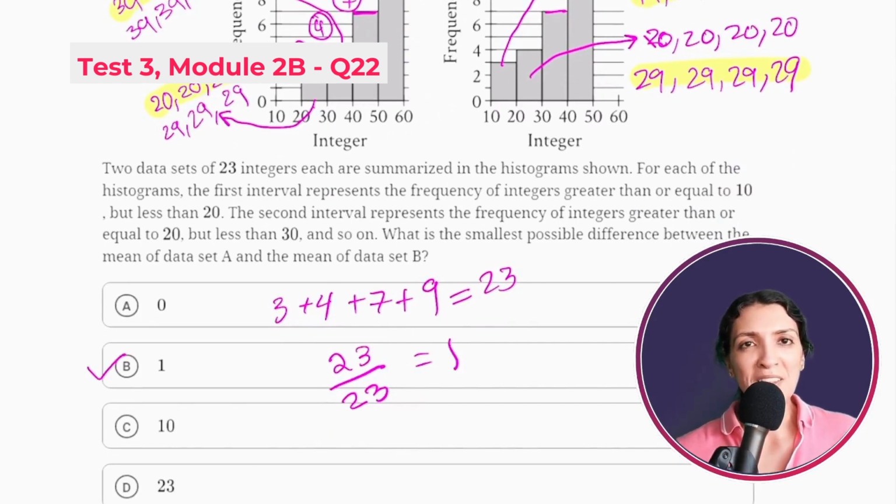Now, do you see the trap choice here? That would be choice D. So had you not read the question carefully and noticed that they're asking about the difference of means and not difference of data points, you may have chosen choice D. So as always, please read the questions very carefully.